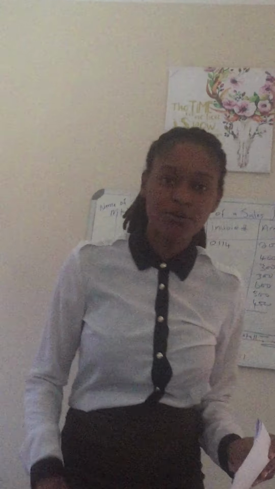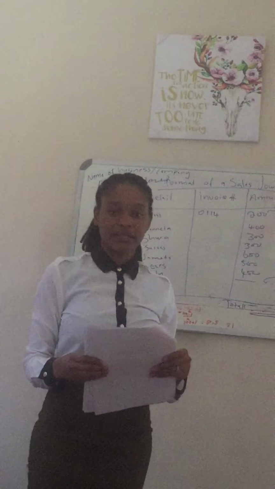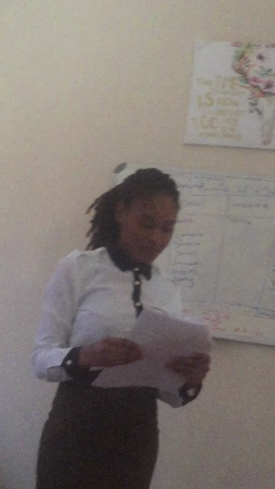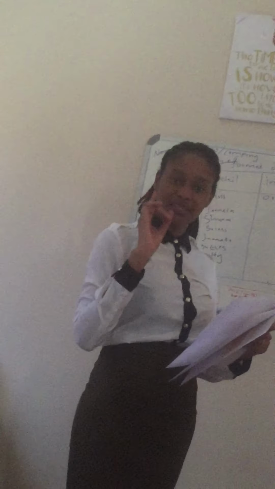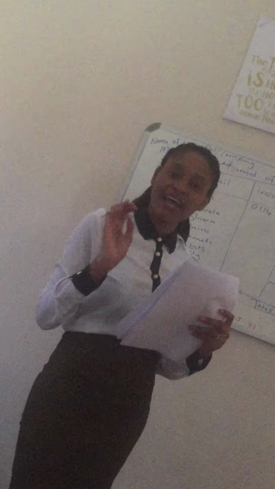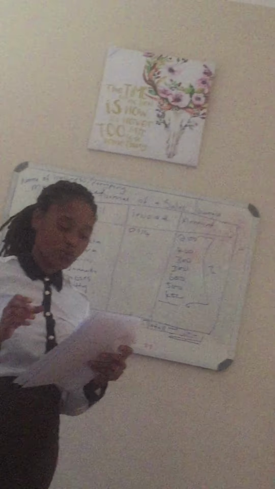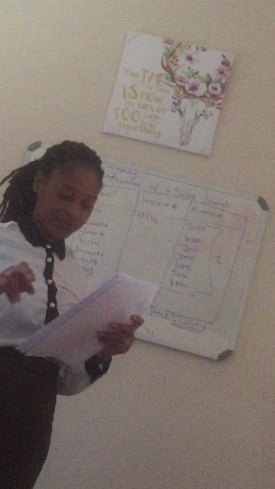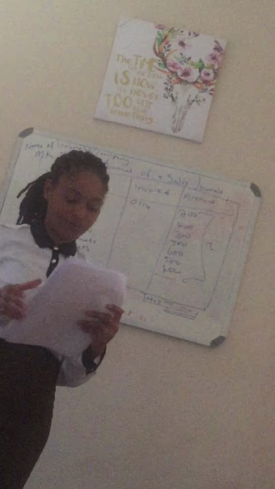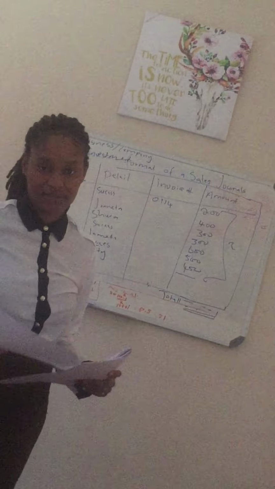I've given you the homework, and it reads as follows. Define book of first entry, list the types of books of first entry, mention 5 advantages of a book of first entry, distinguish between input VAT and output VAT. Total marks is 20 marks.